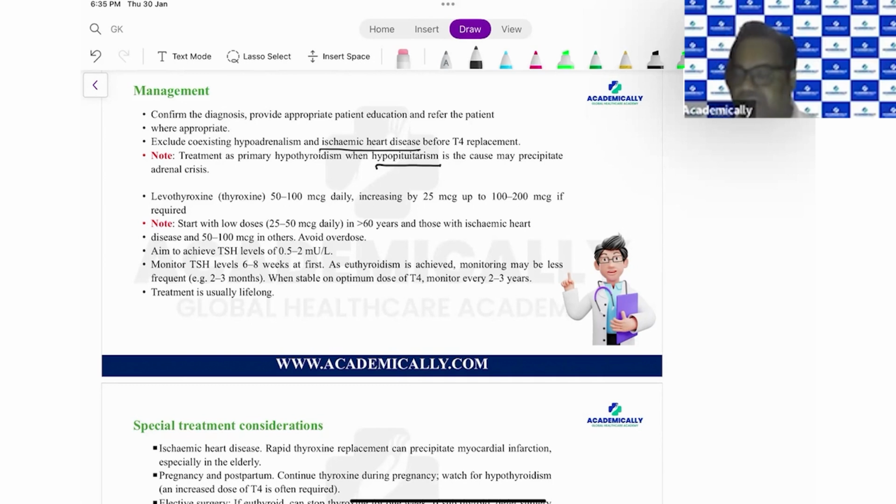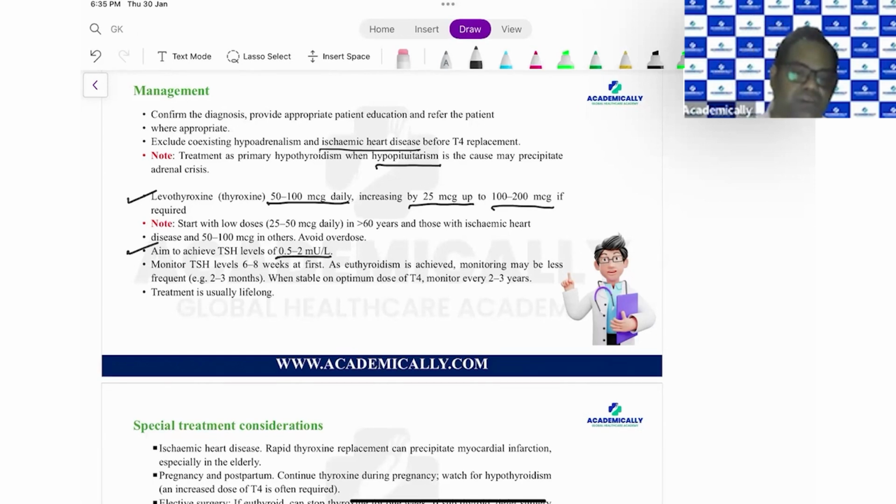Once you have cleared everything, you will start with levothyroxine, which is 50 to 100 micrograms daily, increasing by 25 micrograms until you reach a maximum dose of 100 to 200 micrograms. You should increase only if required, not keep on increasing. You titrate it with TSH. What is our aim? The aim is to achieve TSH levels of 0.5 to 2 milliunits per liter. This drug has to be given on an empty stomach.